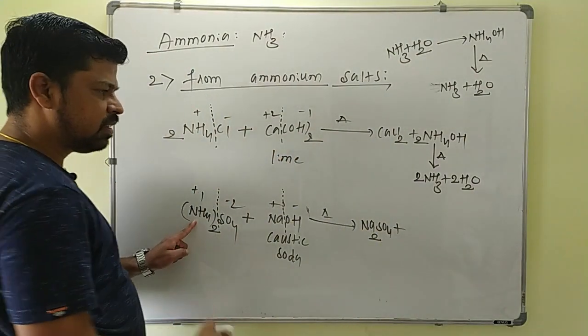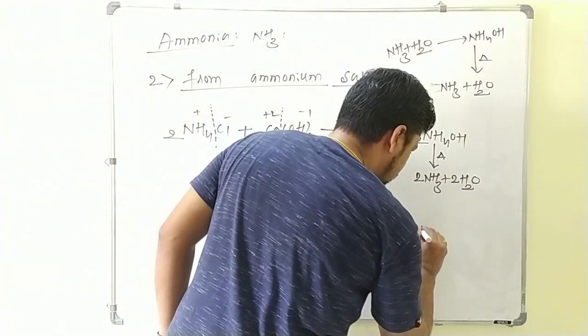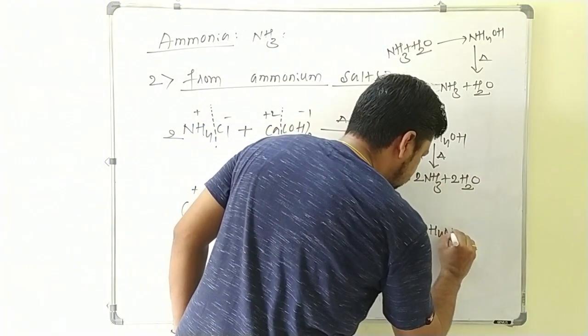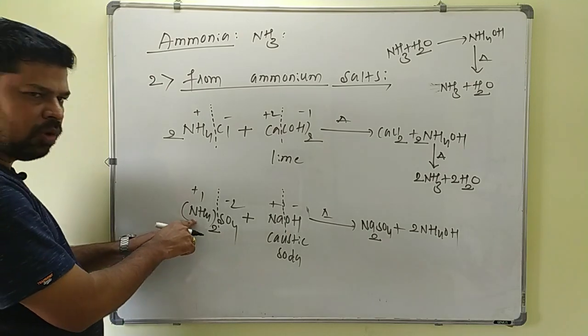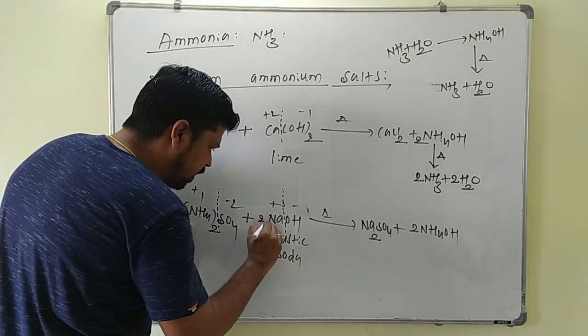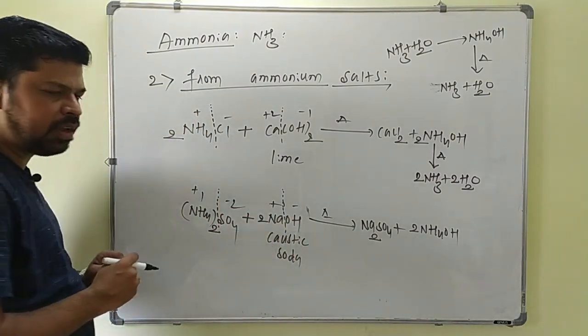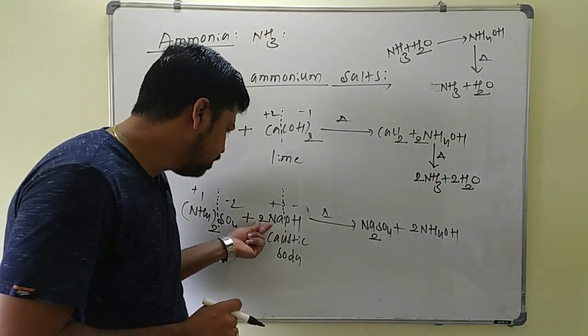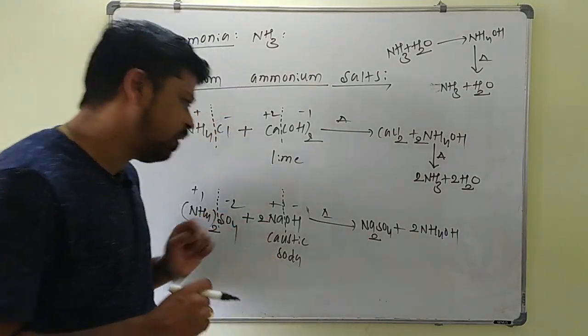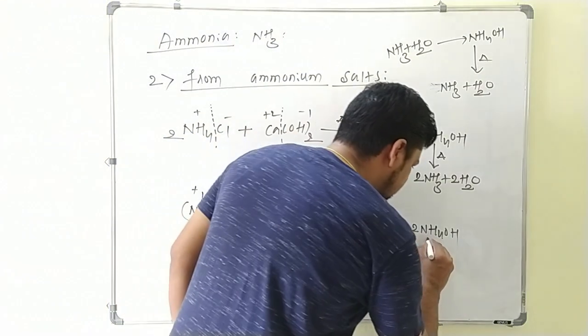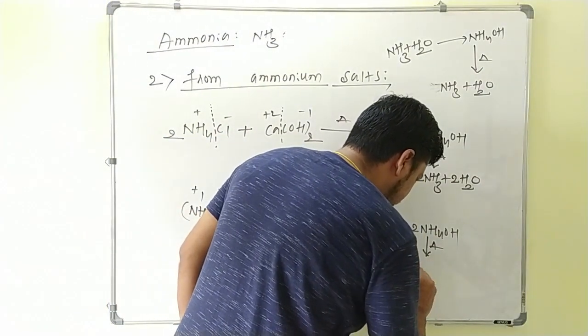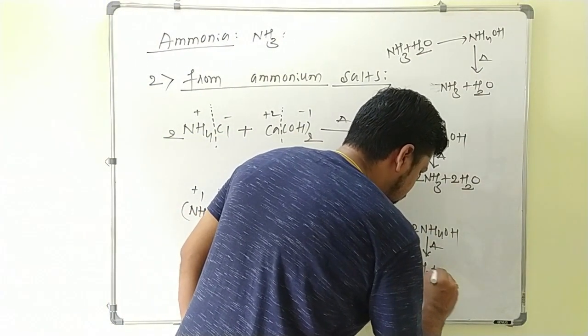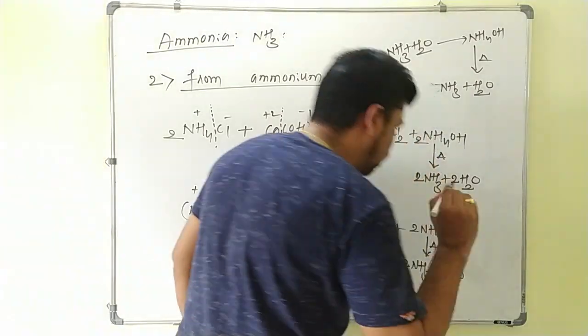Na2SO4 plus NH4OH. 2 moles I will write because here 2 moles of ammonium ion is there. So to get 2 moles of OH minus ion, this must be multiplied with 2. Automatically sodium also balanced here, Na2, 2 times of Na. Further, this one on heating gives what here? 2 moles of ammonia plus 2 moles of water.